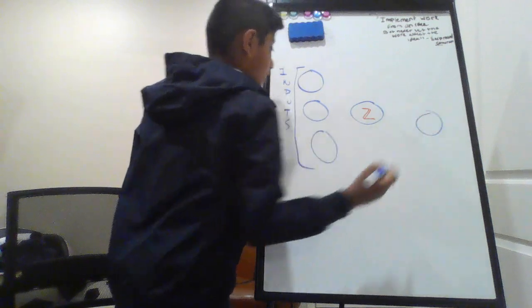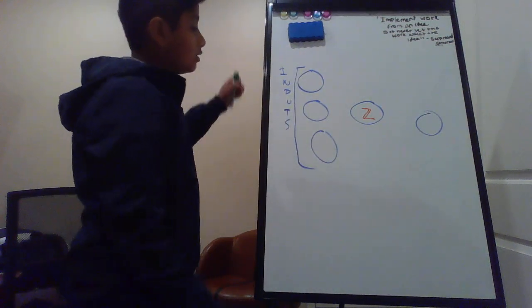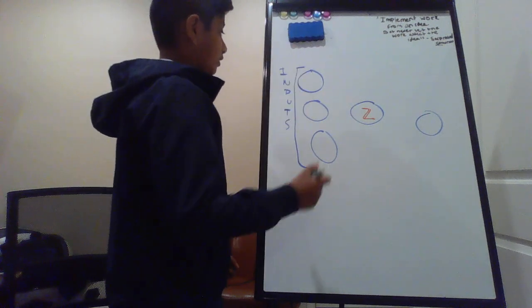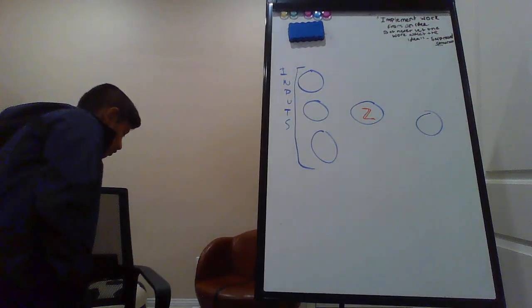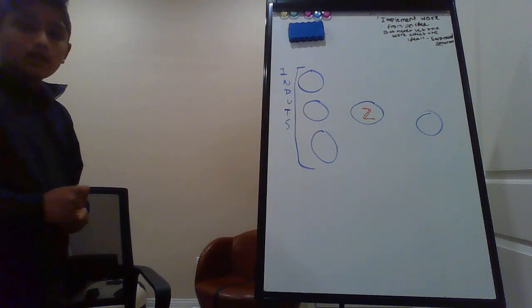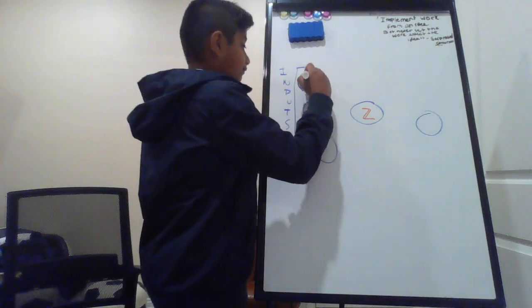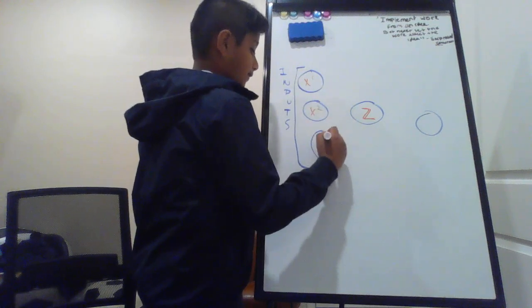Now I'm going to draw all the connections between these circles. Actually, before we do that, let's classify these inputs. Let's call these inputs x's. We'll call this x1, x2, and then x3.